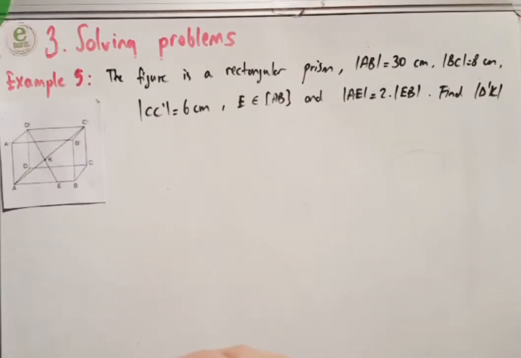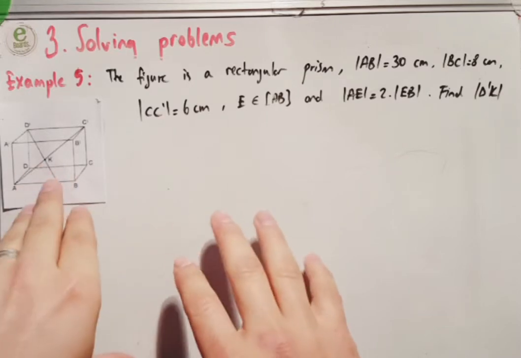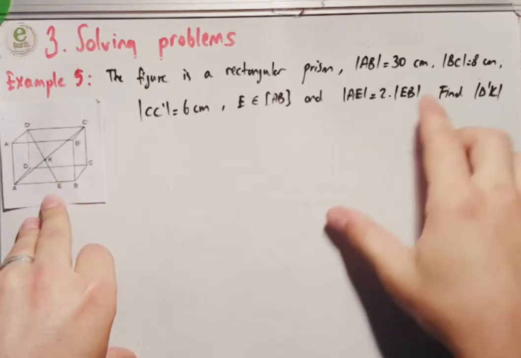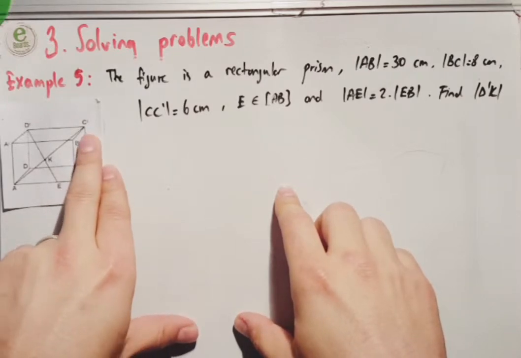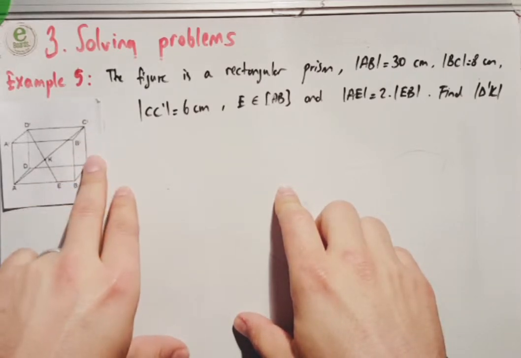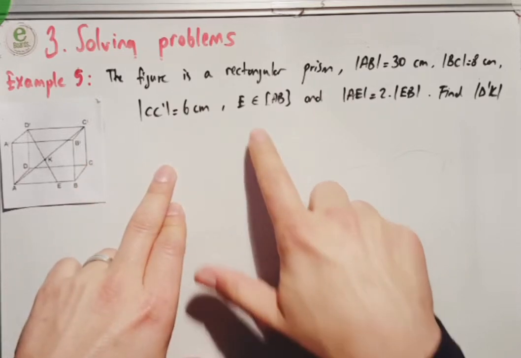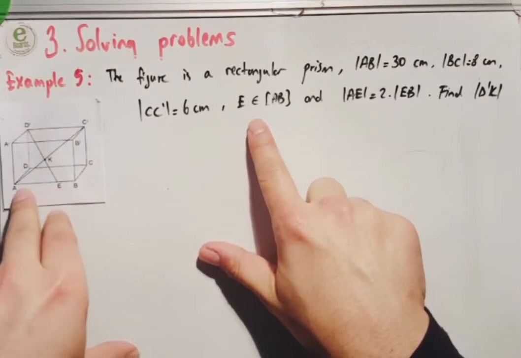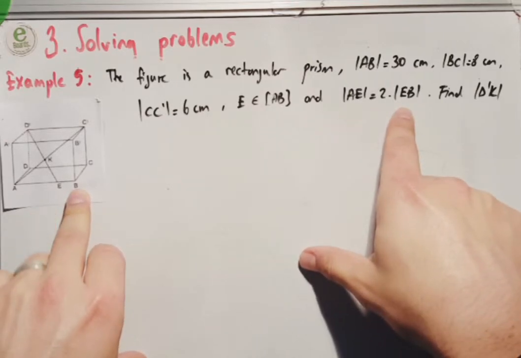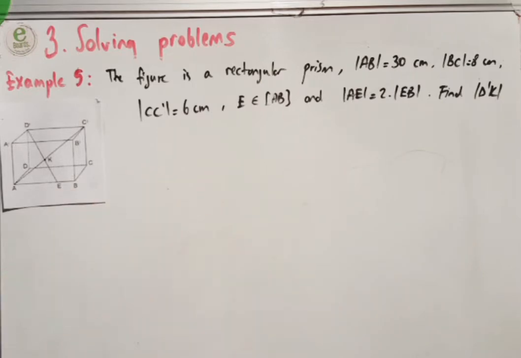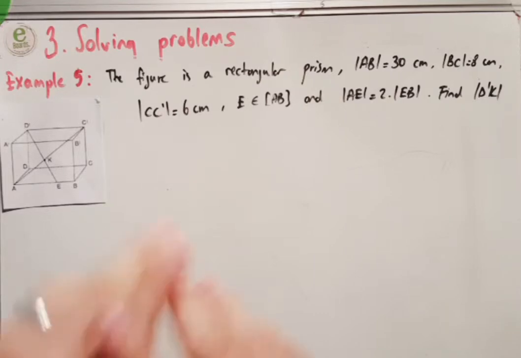The last question of the prism. Here is a rectangular prism we have. The length of AB is 30 cm, BC is 8 cm, CC1 is 6 cm. It is the height of the rectangular prism. And the point E is an element of side AB. The length of AE is 2 times greater than the length of EB. And we are going to find the length of D1K. So first we can connect the points C1, B, D1, and A.